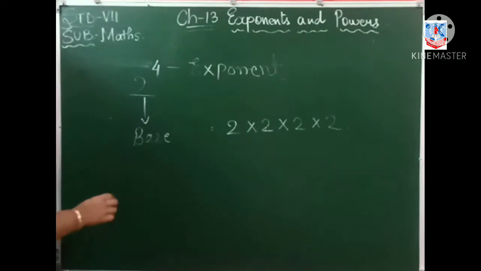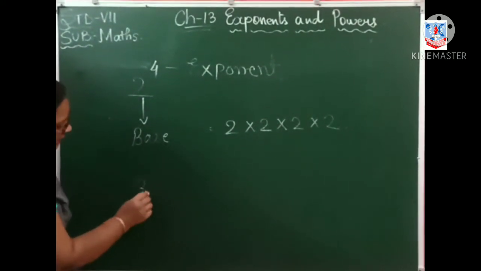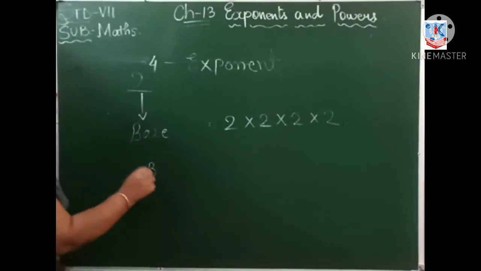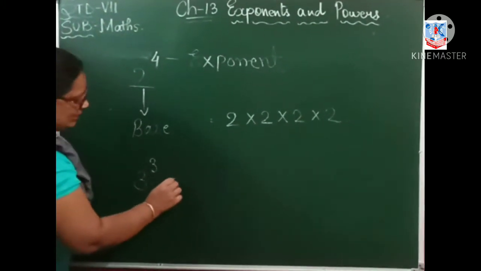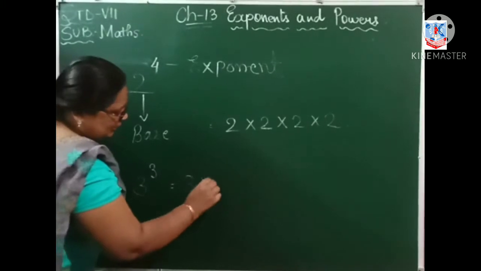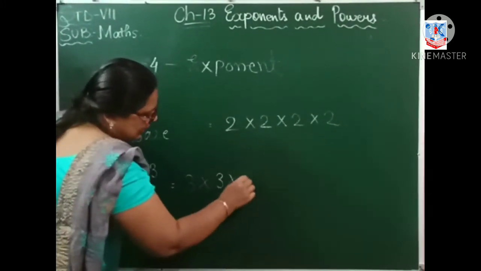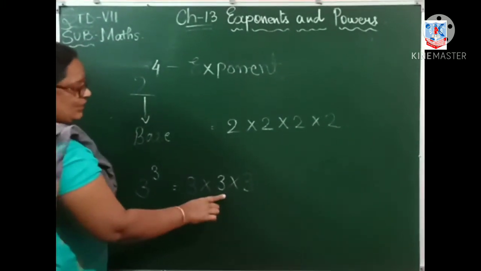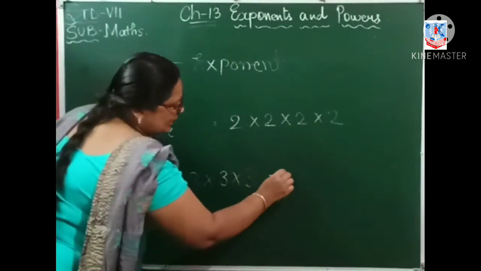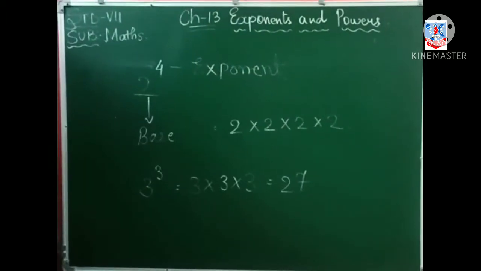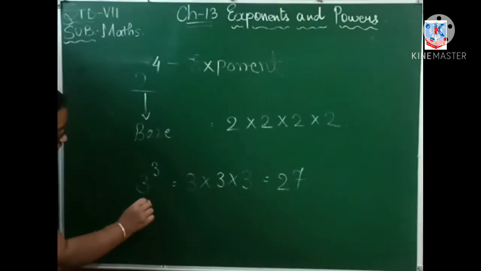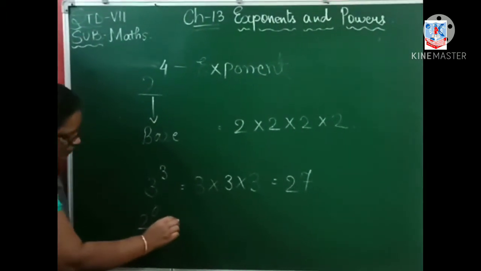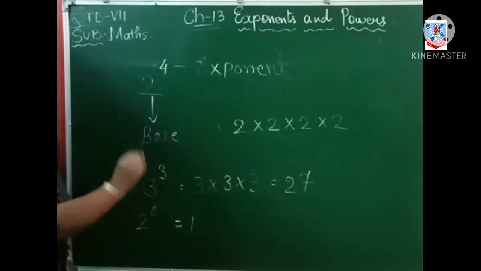Now, another example. 3 raised to the power 3. Now, see here. This means 3 is to be multiplied 3 times: 3 into 3 into 3. See, 3 threes are 9. 9 threes are 27. For example, 2 raised to 0. That means the value of 2 raised to 0 is 1. Understood?